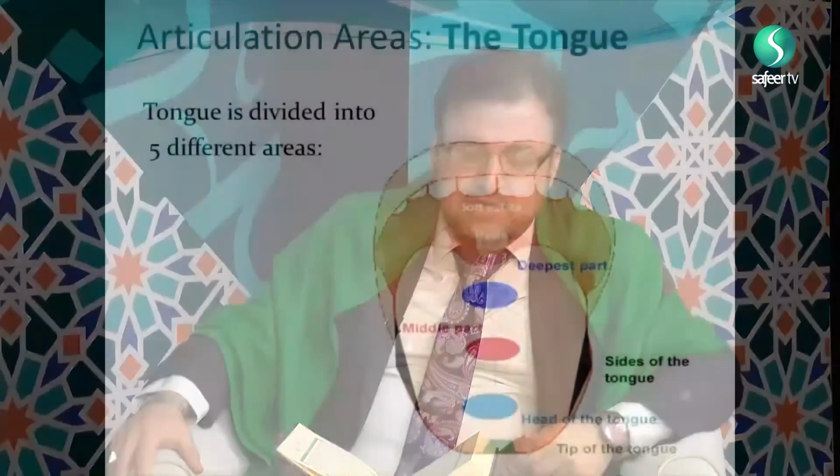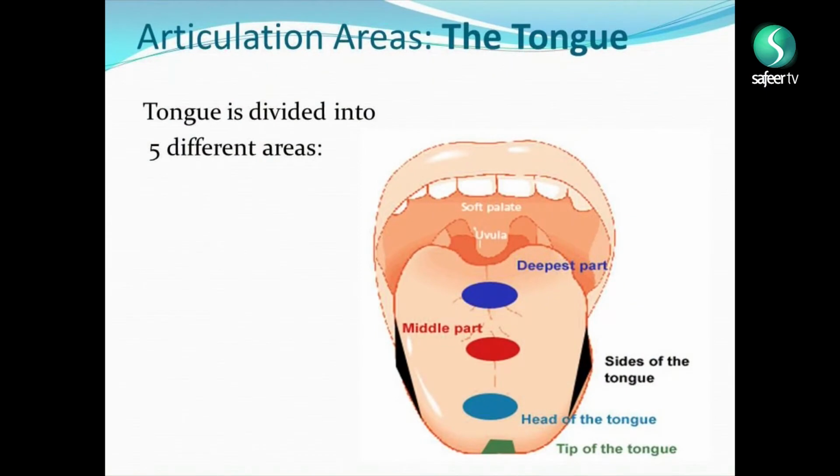In the next slide you will see the tongue, which is divided into 5 different areas: the deepest part, the middle part, the sides of our tongue, the head of our tongue, and the tip of our tongue. From these 5 sections, dear viewers, we have 18 letters.